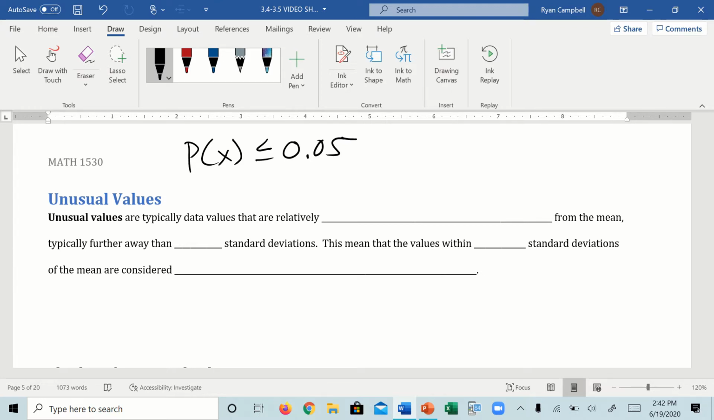Unusual values are typically values that are relatively far away from the mean, far away from the average. If we're talking about heights and you're really, really tall or really, really short, the probability of that occurring is going to be really small. So that would be an unusual event. What we typically say is that if it's further away than 2 standard deviations, then that's going to be considered unusual, which means that if it's within 2 standard deviations, that's going to be usual.